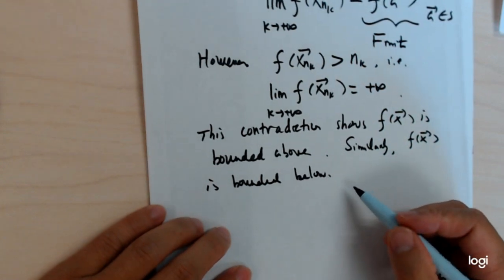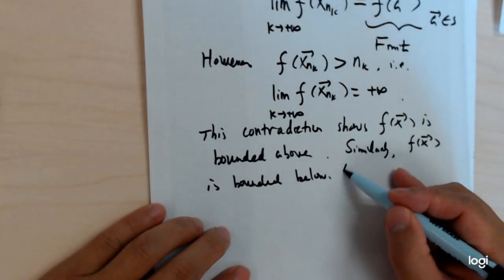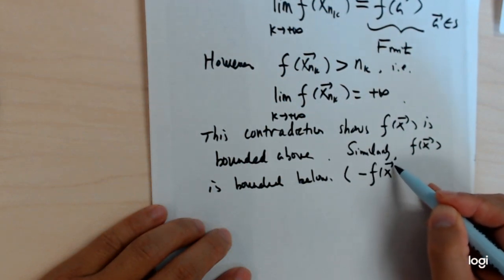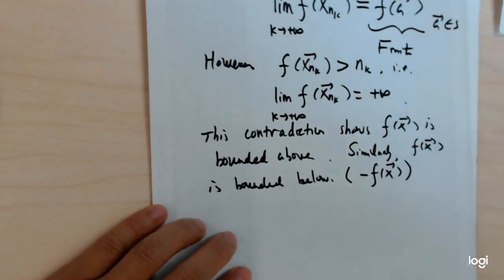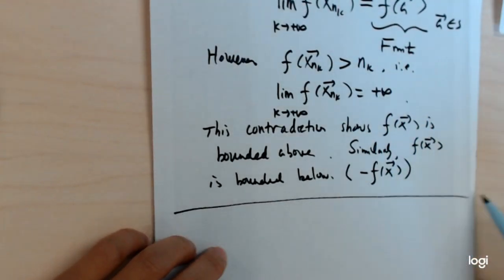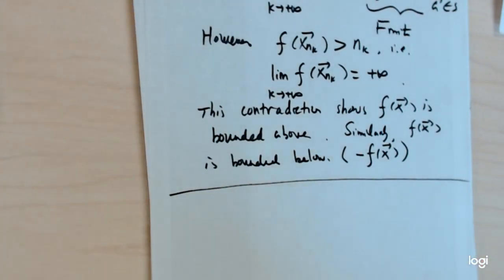It's bounded below as well, by doing the same argument, just applied to a new function, negative f of x, which is still continuous. So just flip the sign, put a negative sign in front. So that's the first result on a continuous function on a compact set.